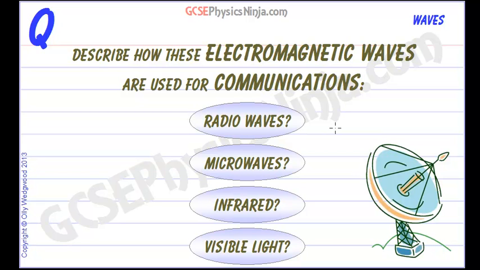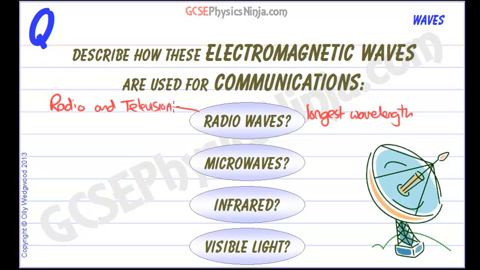You need to be able to describe how these electromagnetic waves are used for communications. We've got radio, microwave, infrared, and visible light. So let's start at radio waves, which is the longest wavelength. And radio waves are used in, well, obviously radio and also for television broadcasts and transmissions.